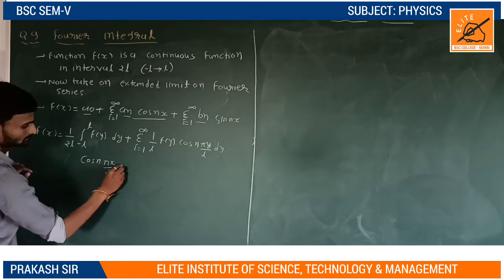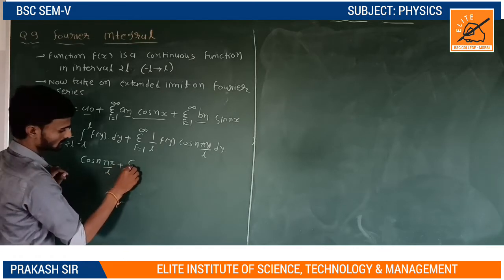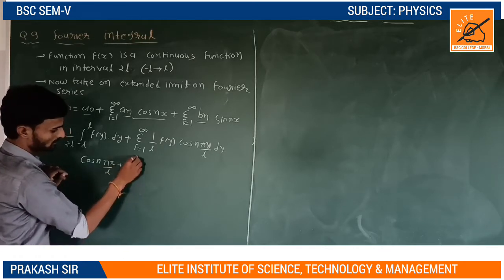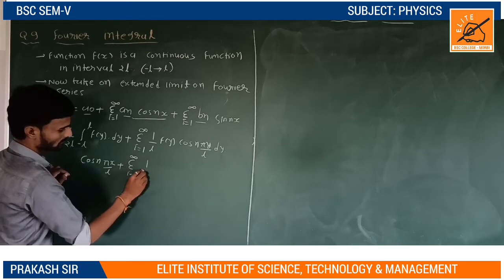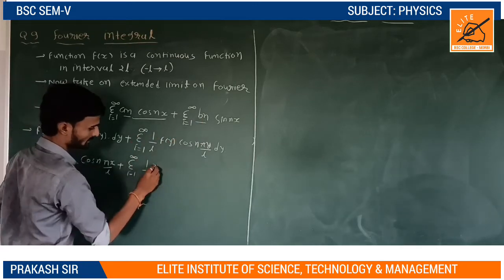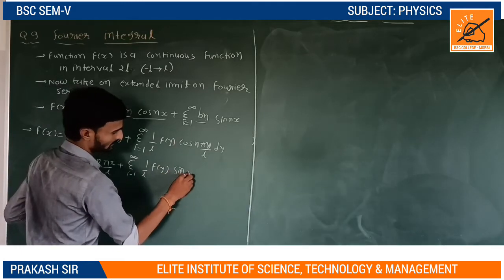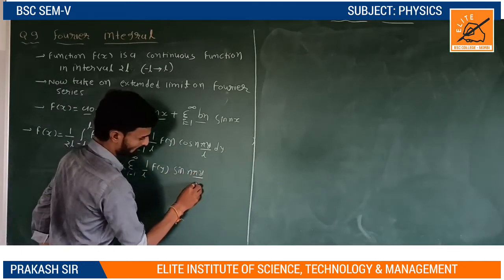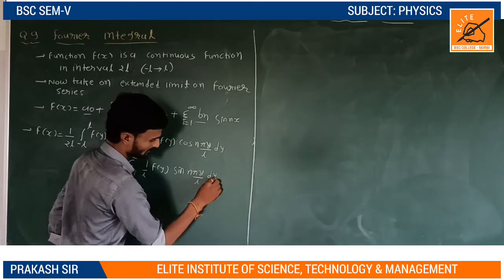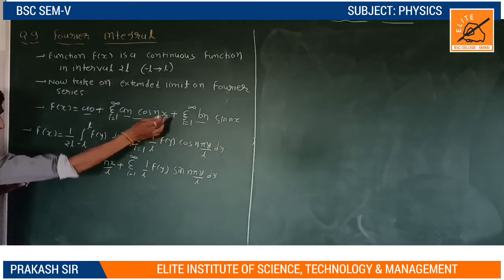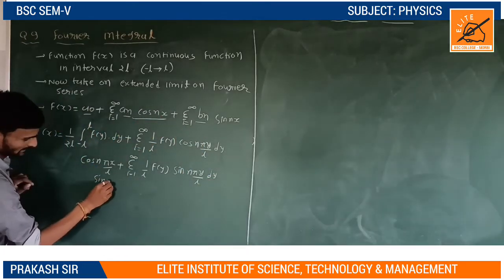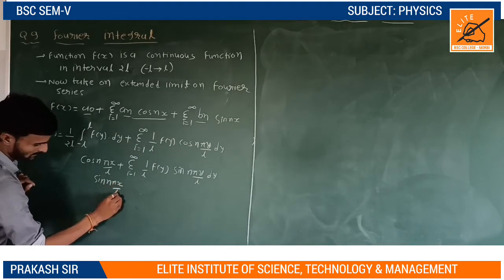Now the third term, summation of 1 to infinity, 1 upon L, the value of bn is integral f of y into sin n pi y upon L dy into sin n pi x upon L.